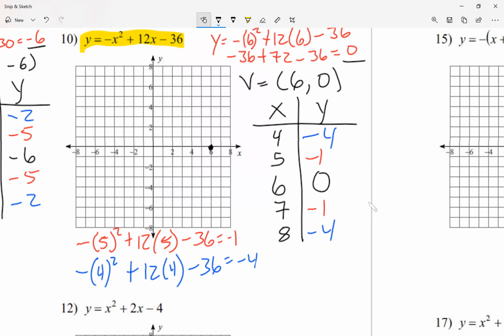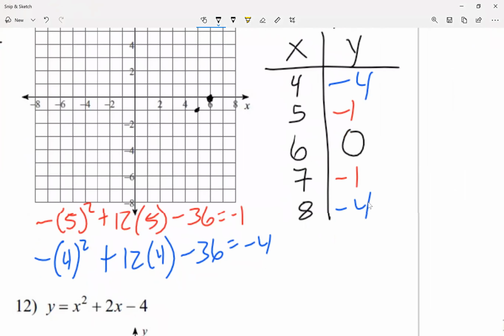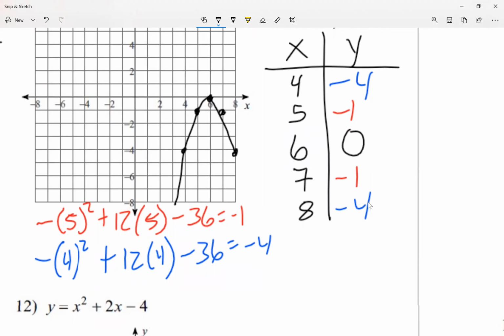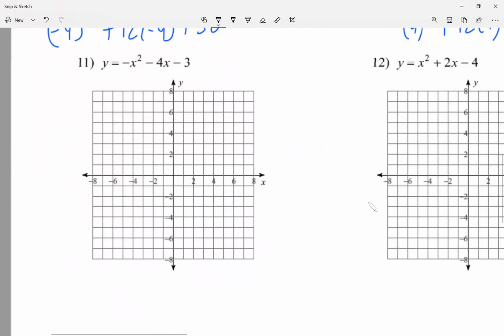Let me plot those points for now. 5, negative 1. And then 7, negative 1. Then I have 8, negative 4. And then 4, negative 4. Okay, so I'm going to say this looks like that. Okay, cool. It opens down, which is what I expected. So that's good. Let's take a look at a couple more examples.